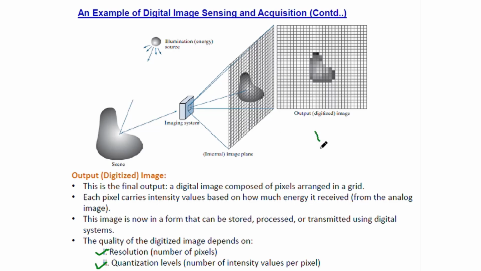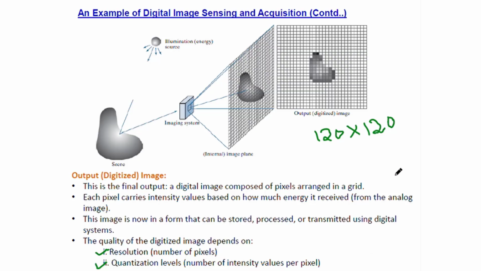Suppose you express an image like this, 120 by 120. What is the meaning? This is the resolution. 120 by 120 is the resolution, and the number of pixels in that image is 120 into 120. The quality of the image depends on the number of pixels, and each pixel has some intensity value. So the quality of the image not only depends on the resolution, it also depends on the quantization levels, nothing but the number of intensity values per pixel.